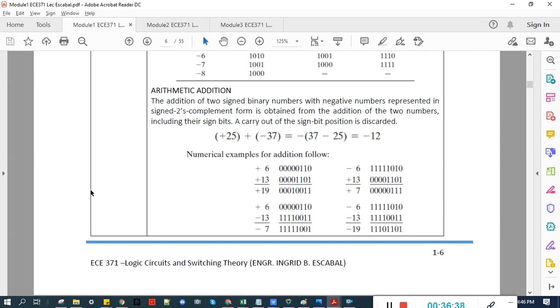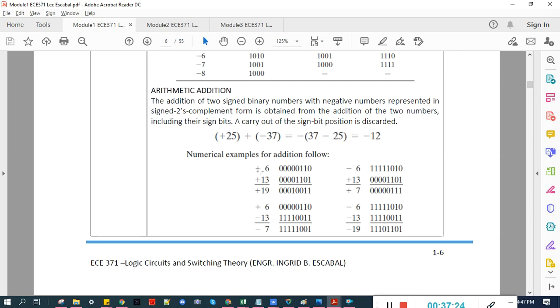Arithmetic addition. The addition of two signed binary numbers with negative numbers represented in signed 2's complement form is obtained from the addition of the two numbers including their sign bits. A carry out of the sign bit position is discarded. So if we add two signed binary numbers with negative numbers, we just take the signed 2's complement. For example, positive 25 plus negative 37. That is negative 37 plus 25, so equals negative 12.